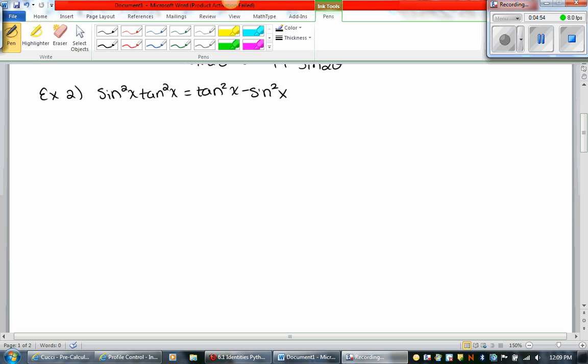Okay, so I think what we'll do is we'll take a look at the right-hand side of this equation and see what we can do about manipulating it. So the first thing that comes to mind is I know that tangent is sine over cosine. So what I'm going to do is change that over to sine squared x over cosine squared x.